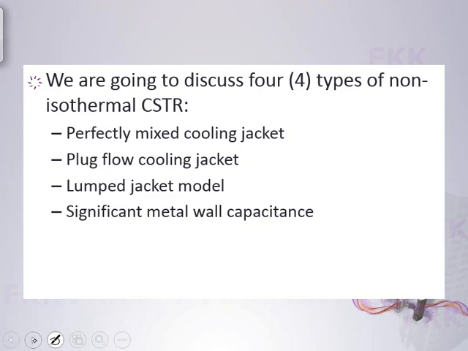The first one, we are going to assume that we have a perfectly mixed cooling jacket, the easiest one. Then the next one, we are going to assume plug flow cooling jacket. Okay, the lumped jacket model, and significant metal wall capacitance. So in this case, the way we assume how T is distributed in the cooling jacket would be different by following these 4 assumptions.